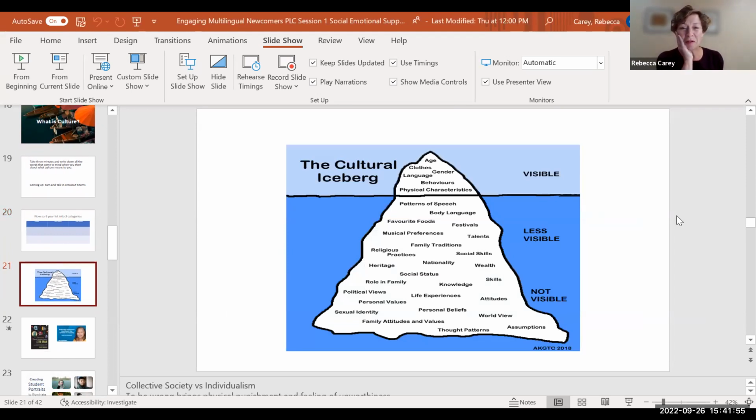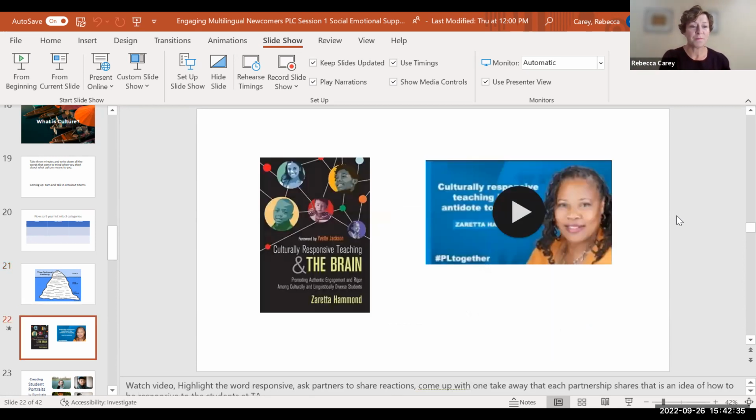So here, you probably are all familiar with this, the cultural iceberg. Those things that are visible, like age, clothing, gender, behaviors, and then the less visible, patterns of speech and body language, talents and family traditions. And then we get down to the deepest level of culture, life experiences, values and beliefs, worldview and assumptions. Some of these I know you had on your list. And I think it's always refreshing to revisit this and remember how much is in each person and how much is in each family and culture that we interact with.